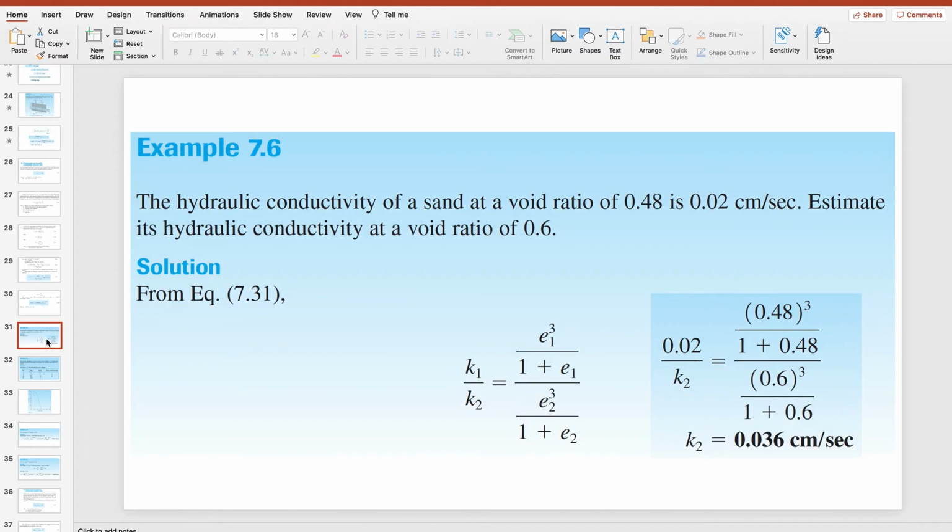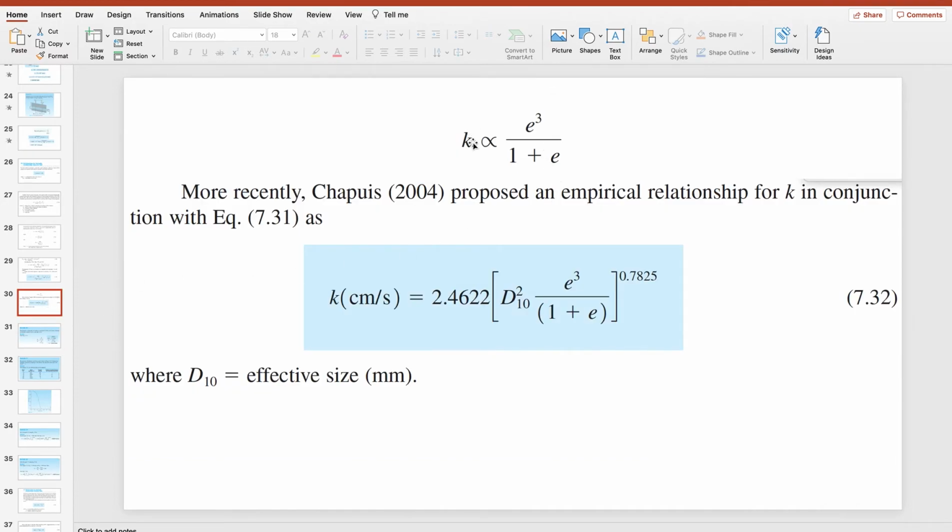Okay? So example 7.6. The hydraulic conductivity of a sand at a void ratio of 0.48 is 0.202 centimeter per second. Estimate the hydraulic conductivity at a void ratio of 0.6. So this is just a simple ratio and proportion. Okay? We're going to use equation 7.31. This is equation 7.31.